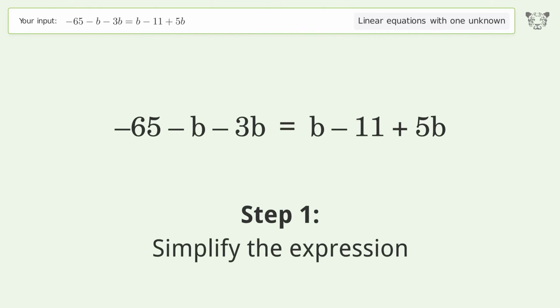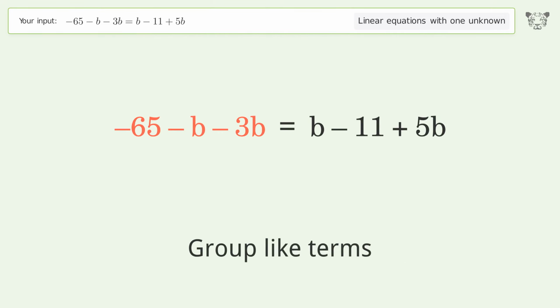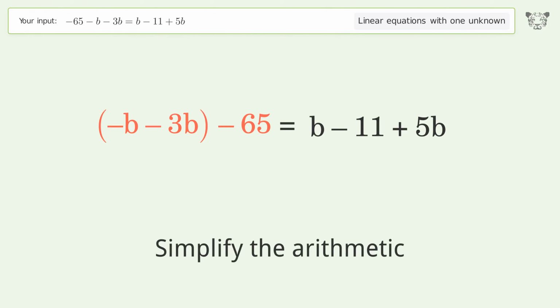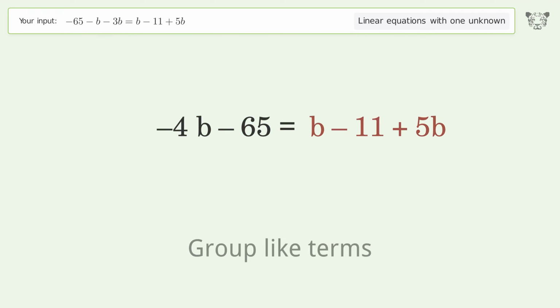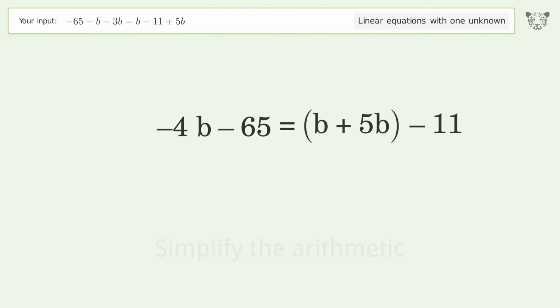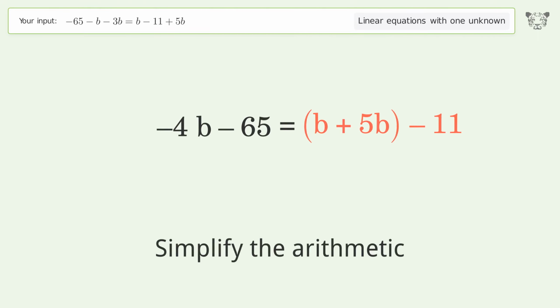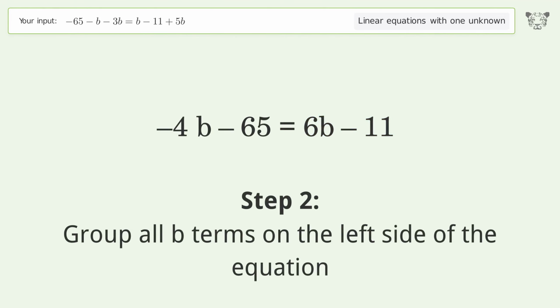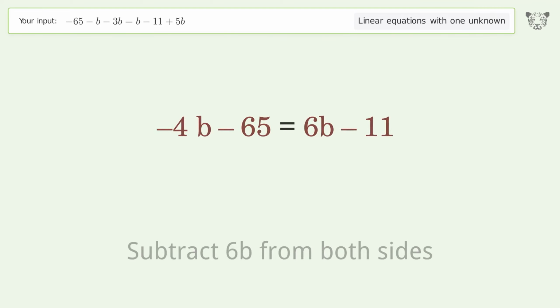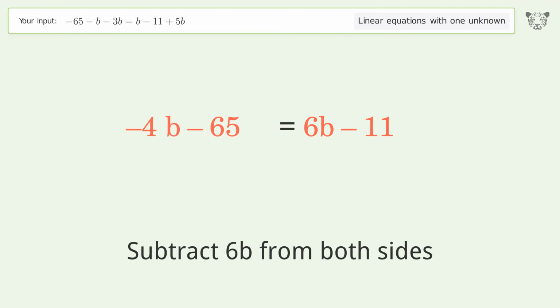Simplify the expression. Group like terms. Simplify the arithmetic. Group like terms. Simplify the arithmetic. Group all b terms on the left side of the equation. Subtract 6b from both sides.